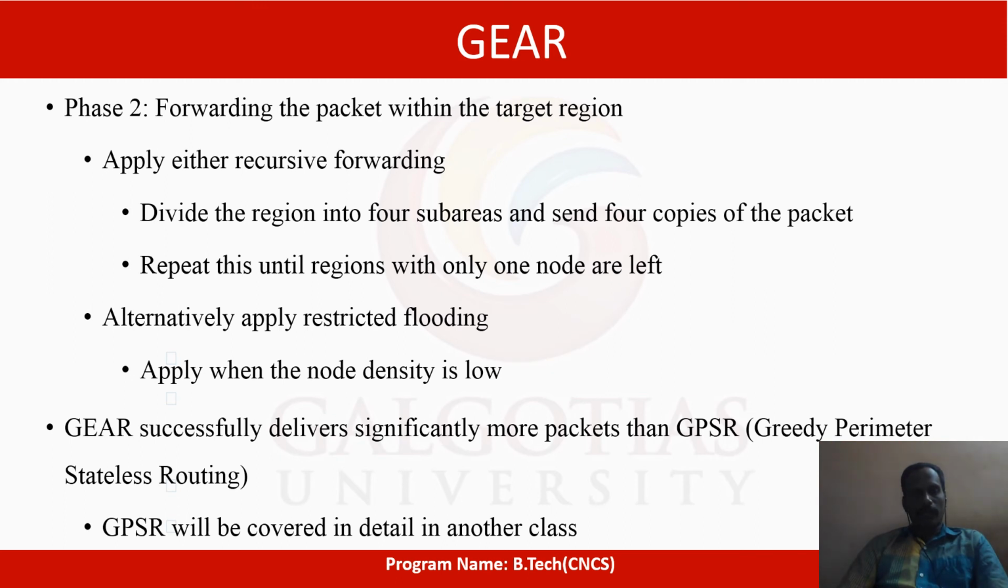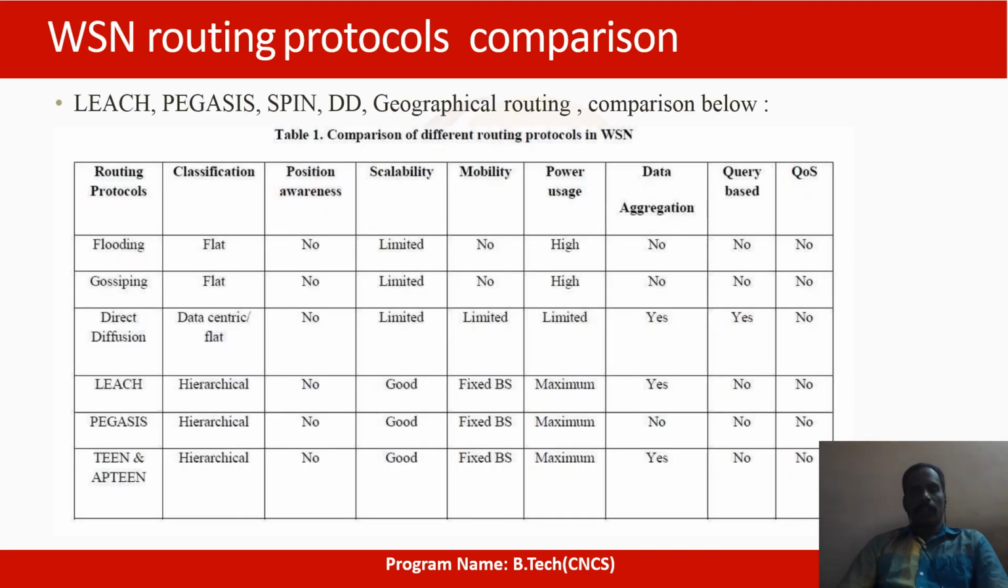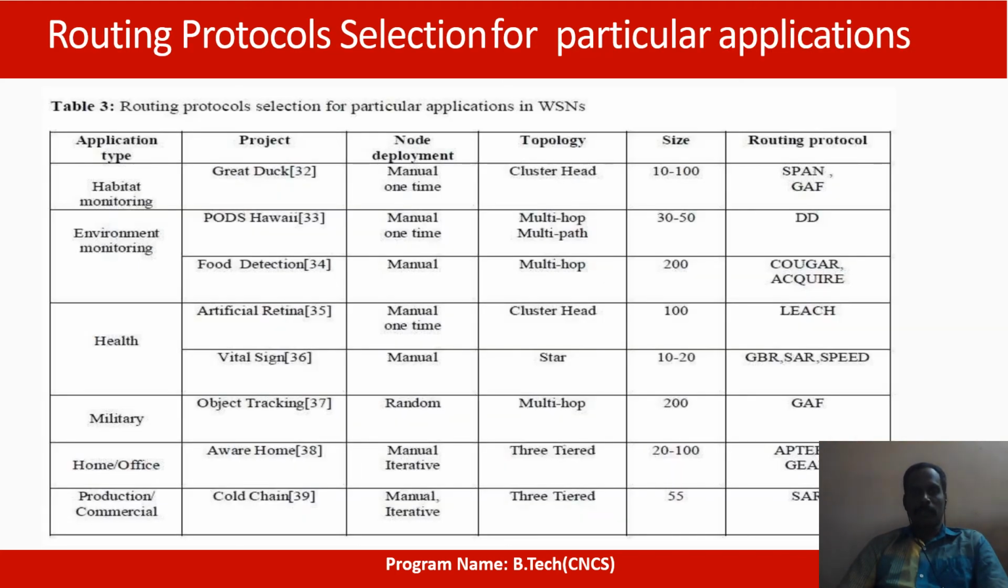In phase 2, the packet is forwarded within the target region. It applies recursive geographic forwarding, or alternatively we can apply restricted flooding. These are the comparison of different routing protocols: flooding, gossiping, directed diffusion, LEACH, TEEN and APTEEN. This is a classification and comparison of different routing protocols in wireless sensor networks, which serves as a routing table for selecting the protocol for a particular application in WSN.